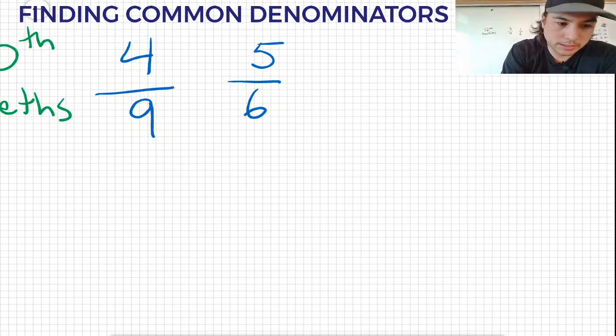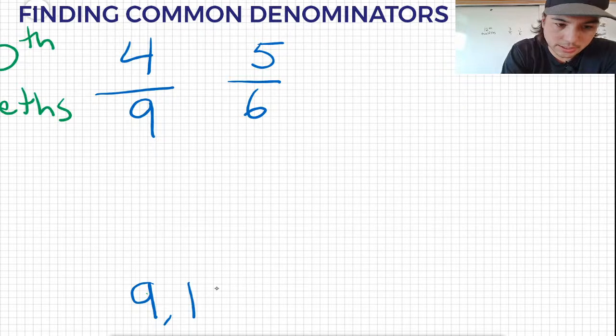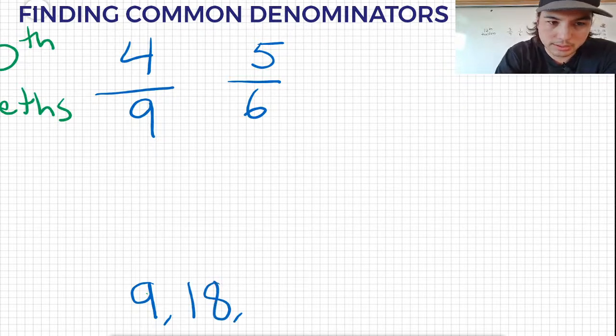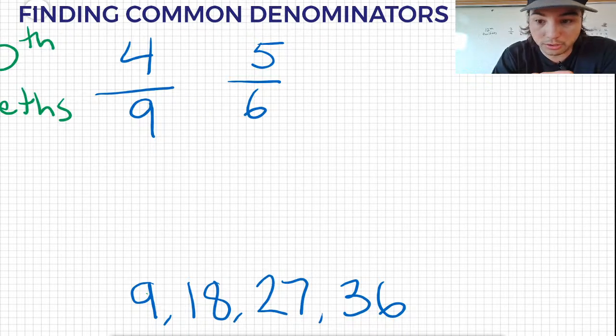So let's list our 9s here. 9. Oops, changed to the blue pen for consistency's sake. 9. 9 plus 9 is 18. 18 plus 9 is 27. 27 plus 9 is 36. Oh, we got a 36 in the chat, so I'm going to stop at 36. And I would agree, because definitely 6 times 6 is 36.